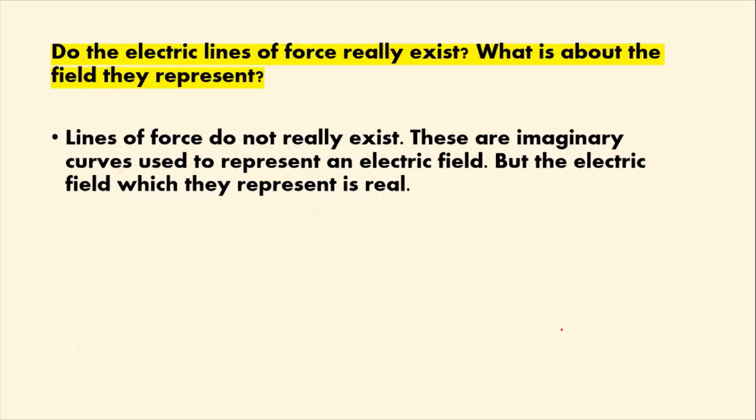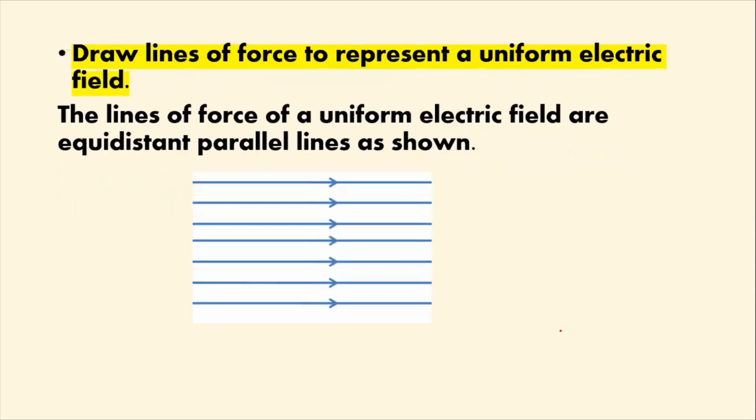Do electric field lines of force really exist? What about the field they represent? Do they exist? We have already discussed, no, they don't exist. They are imaginary lines to represent the presence of an electric field there. But they represent the presence of electric field which is actually existing, which is real. So the field they represent is real, but the lines of force are imaginary. Clear? I hope this is clear. Please read through, you will understand.